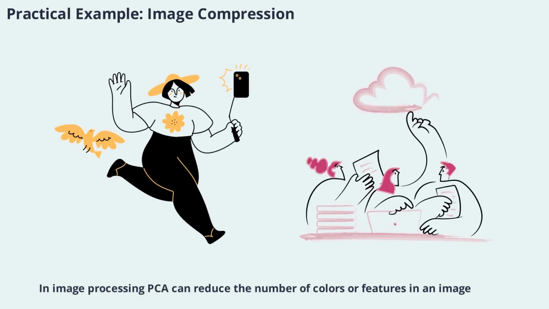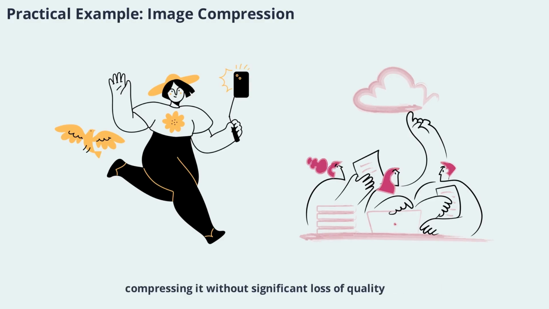In image processing, PCA can reduce the number of colors or features in an image, compressing it without significant loss of quality. Kmeans can then be used to group similar pixels, further reducing file size. This combination is widely used in digital photography and computer vision to store and transmit images efficiently.